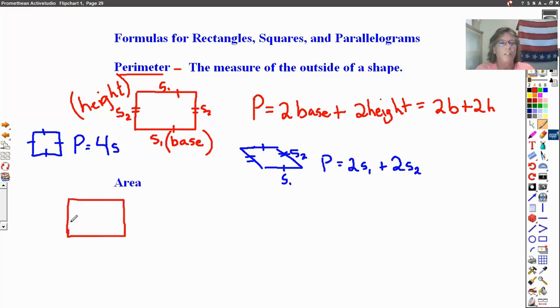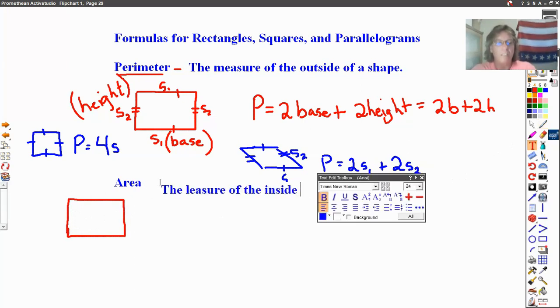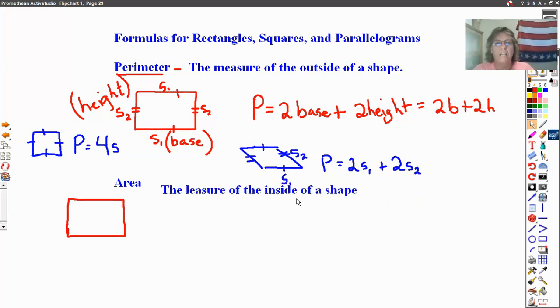When you're looking for area, that is the measure of the inside, okay? So area is the measure of the inside of the shape. So we're looking for area, we're always looking for that inside measurement of the shape. So we have a rectangle. And the way we're going to find that inside measurement is we're going to multiply the base times the height.